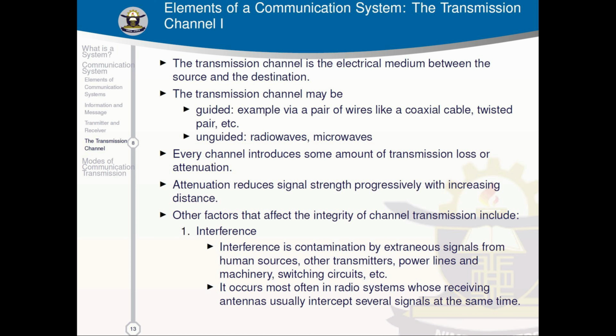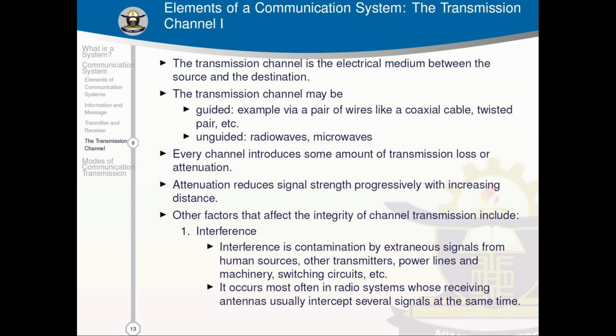There is an amount of transmission loss or attenuation to any channel transmission. Attenuation occurs naturally as signals progress over a certain distance, because the amount of signal strength that is transmitted over a certain distance will certainly wane off, and that is the cause of the attenuation. There are other factors that affect the integrity of the channel's transmission. They include interference, noise, and distortion.